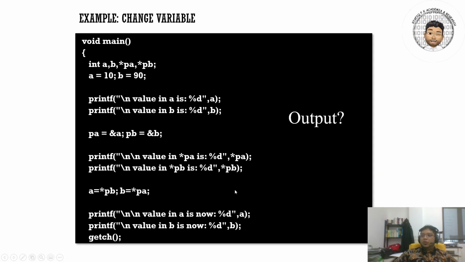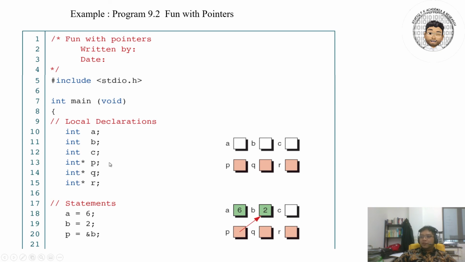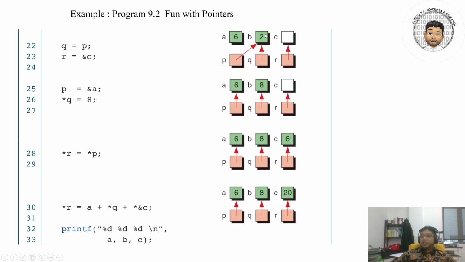We have a lot of change-variable games, where you change things and guess what kind of result is shown in the printf. You can try this in your lab session. We have a lot of fun with pointers here. We change the pointing from here to here, and we change the values around with pointers and guess the results. So this is where pointers are quite fun.